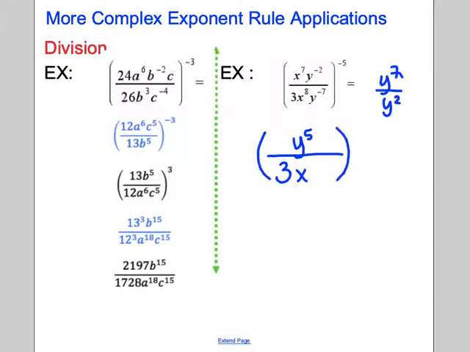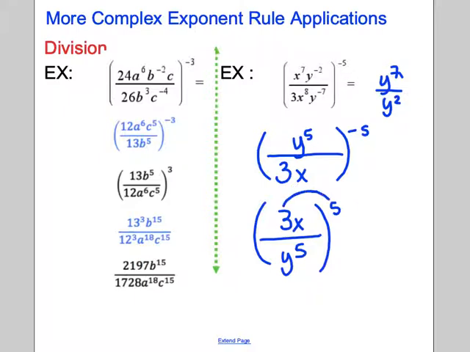Now I'm going to take it all to the negative fifth power. So to do that, I take the reciprocal, and what that does is it changes my power from being a negative 5 to a positive 5 now. So now everybody gets the fifth power. So 3 to the fifth power is 243. X gets a fifth power. And this already has a power, so it's power to a power, so we multiply. 5 times 5 is 25.